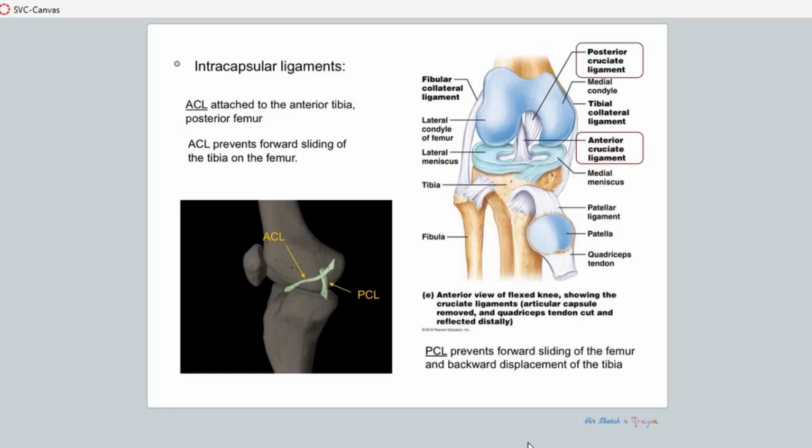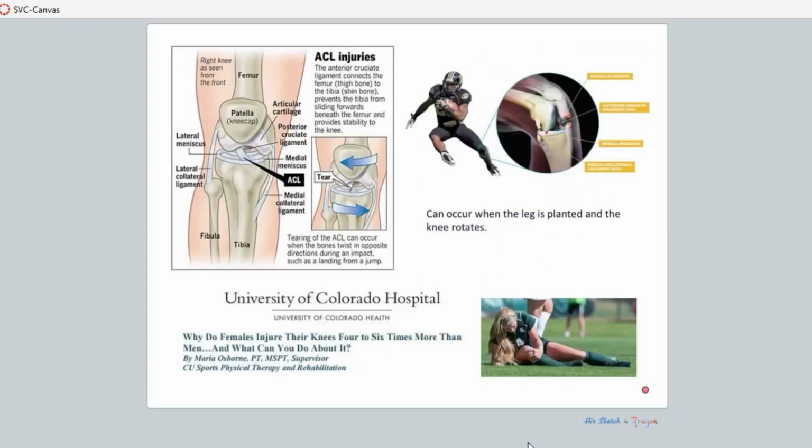And then the PCL, the posterior cruciate ligament, prevents forward sliding of the femur on the tibia. So, this is preventing unnecessary or unwanted forward sliding of these bones. It's a nice diagram, sagittal view there. And unfortunately, we can tear these, especially when the leg is planted and the knee rotates. It can tear these, the ACL, the PCL, and it's a long recovery.